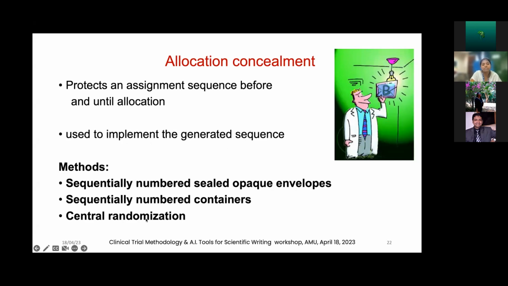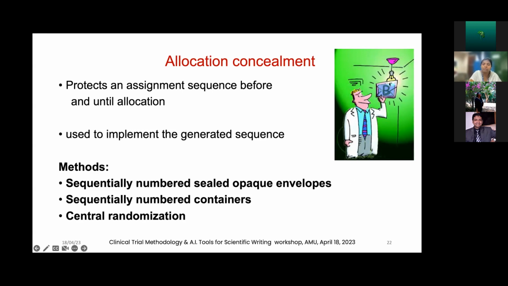So what are the methods which are commonly used? Sequentially numbered sealed opaque envelopes, also called SNOSE, S-N-O-S-E, sequentially numbered opaque sealed envelopes. It is commonly acronymed as the SNOSE technique. Now we saw in simple randomization, some 10 sequences are there. You write each in a card and put it in a sealed envelope.